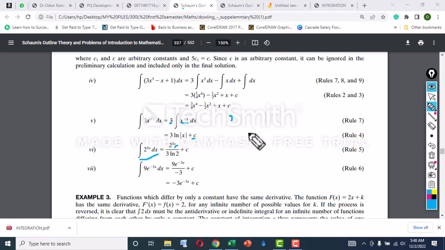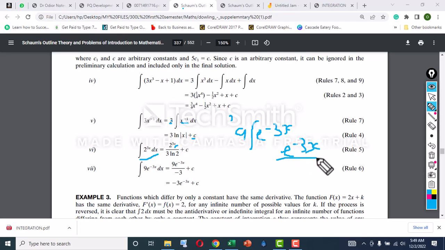If possible, I'll put the link in case it's needed, but I don't think it's really needed because everything is in the transcript, so just check it. So this 9e raised power minus 3x, just apply the law of integration. Bring your 9 out first, then you integrate e raised power minus 3x. The law of integration simply means this e raised power minus 3x will remain e raised power minus 3x in the numerator.